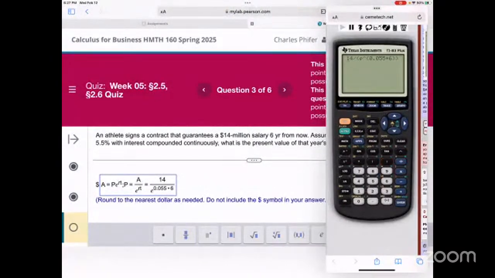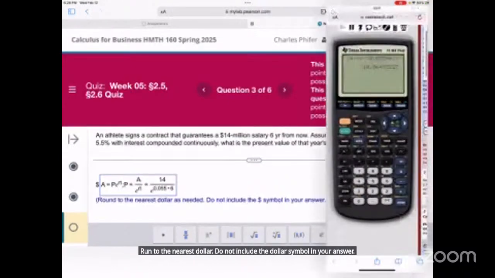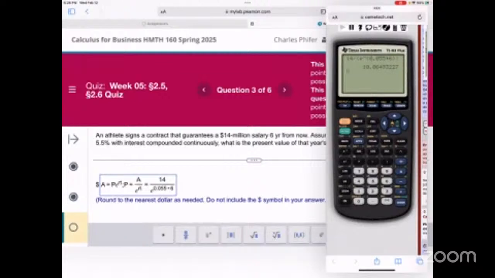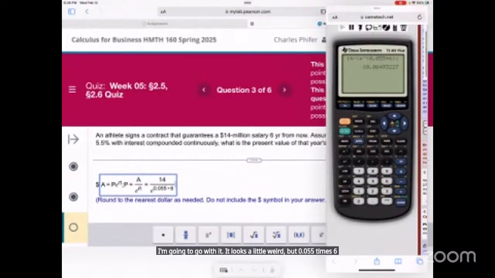10 million? 6 years? I don't know about that. That might be the case. It's kind of weird. Round to the nearest dollar. Do not include the dollar symbol in your answer. So this is 10 million. 1, 2, 3. So we have to move the decimal to the right by 6 places. I'm going to go with it. It looks a little weird, but 0.055 times 6. Yeah, I'm going to go with it.